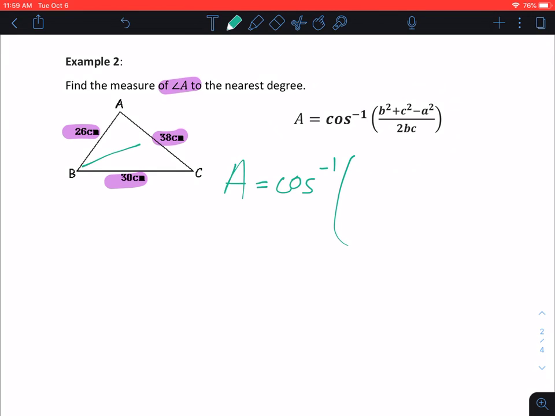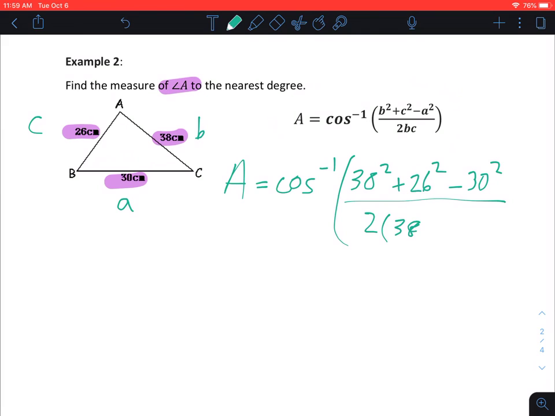So remember, the side that is opposite angle B is going to be B. The side that is opposite angle C is going to be C. And the side that is opposite angle A is going to be A. Okay, so B squared is going to be 38 squared plus 26 squared minus 30 squared over 2 times 38 times 26.